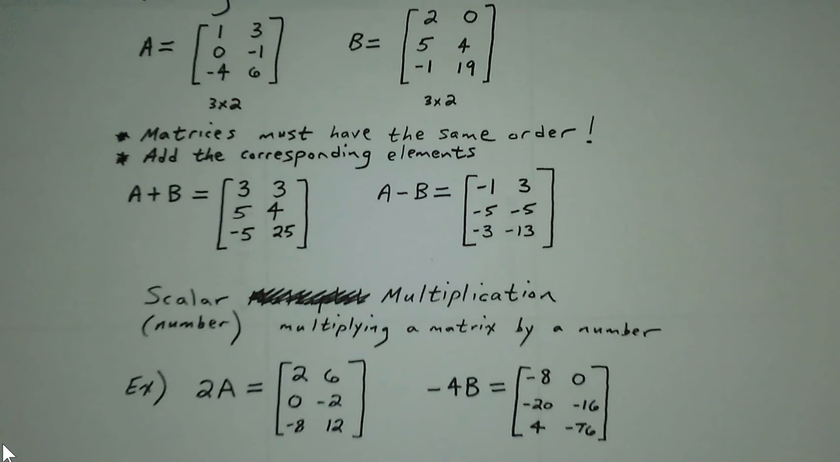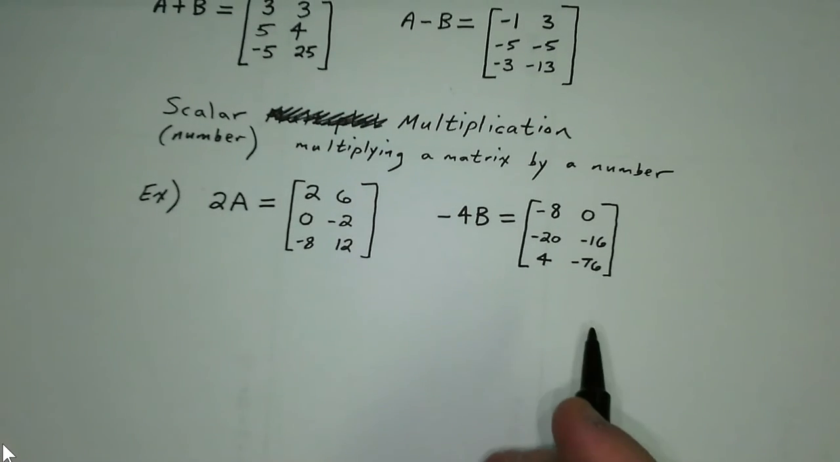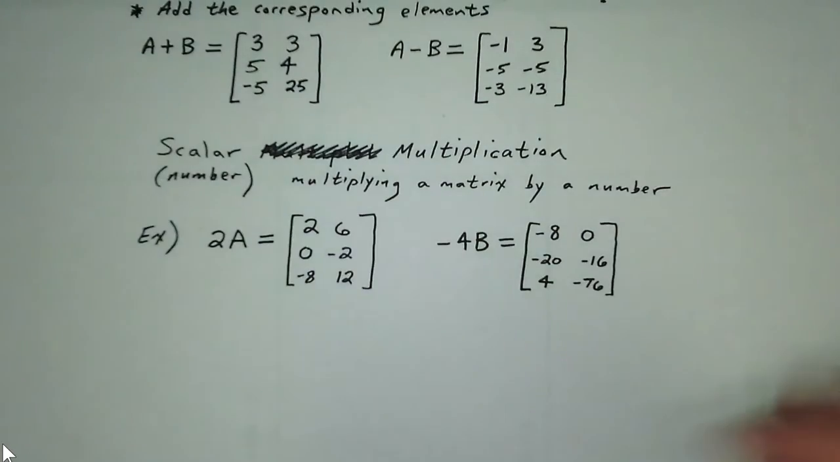Negative 76, because 4 times 8 is 80. Yeah, let's just go with it. So negative 76. And that's how easy scalar multiplication is.